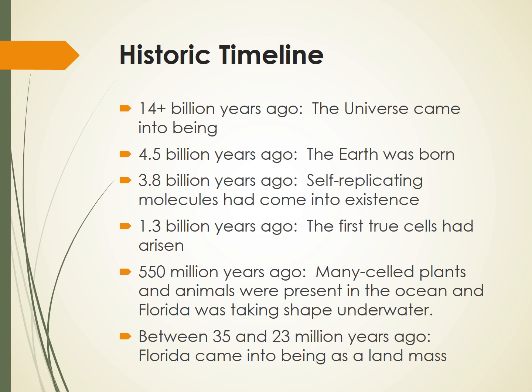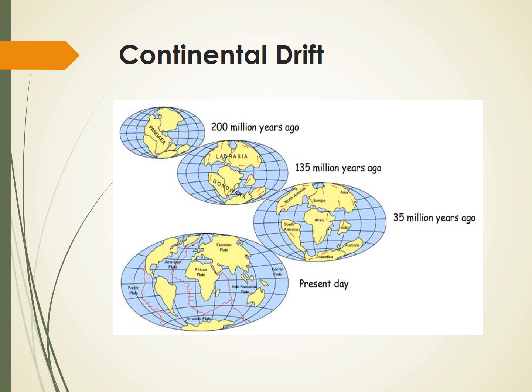Between 35 and 23 million years ago, Florida came into being as a landmass, and I'm going to show you a diagram that's in your book that really depicts it well in just a moment. So we're going to talk about the continental drift first of all. How did Florida get to be where it is today, which is this little nubbin right here?